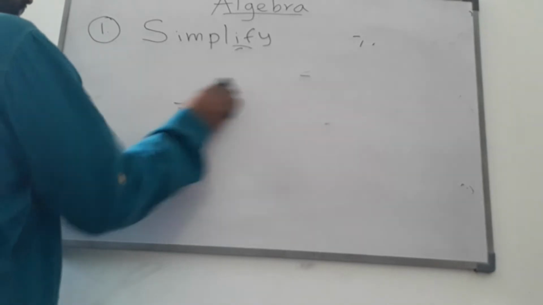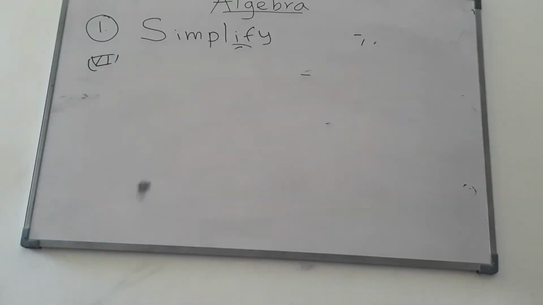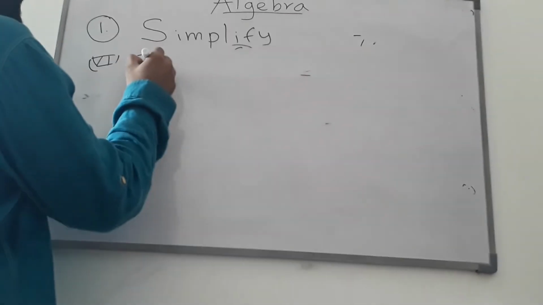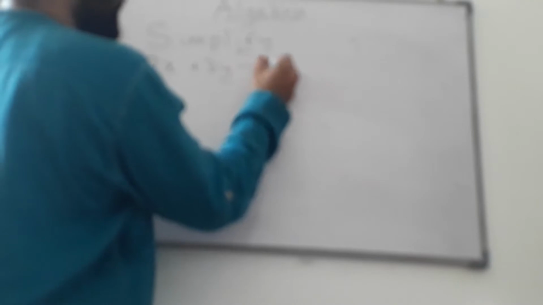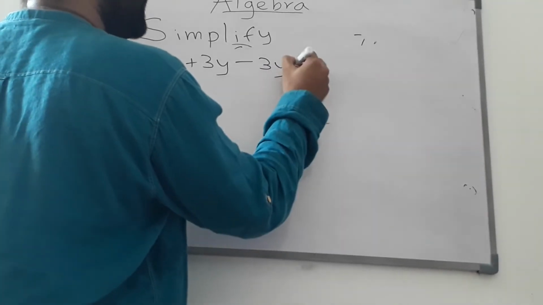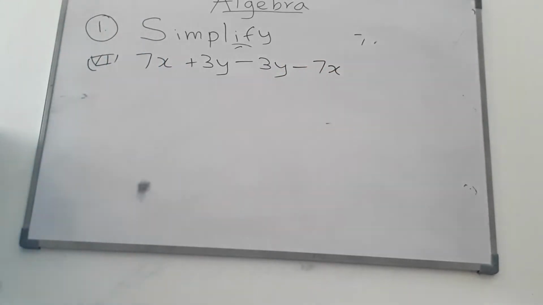And final sum for today. No, not today. There are more sums. Sixth sum. Final sum under simplification is 7x plus 3y minus 3y minus 7x.